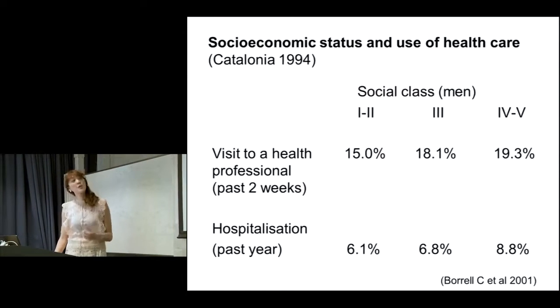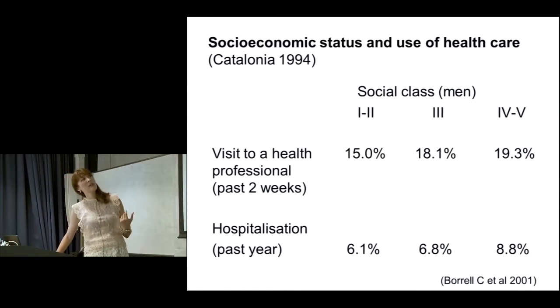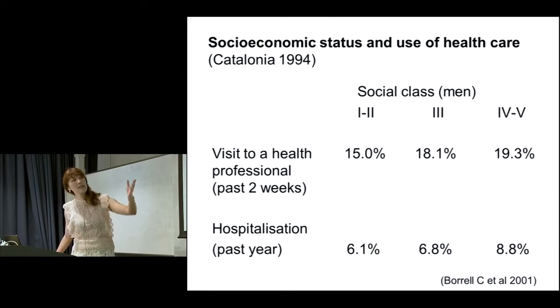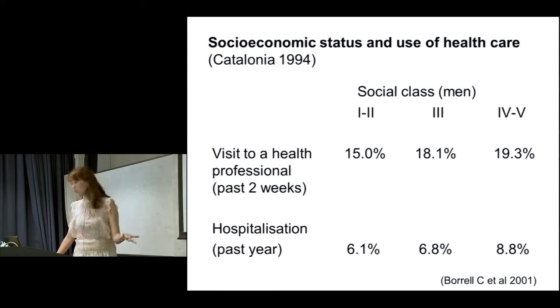Then we have socioeconomic status from another study and the use of healthcare. Visits to a healthcare professional in the past 2 weeks by social status. So the top social class is 1 and 2, and then all the way to the most deprived, social class 5, we see that actually the most deprived have a higher visit and a higher visit to hospital and higher visit to health professionals. This also looks like the direction seems to reflect need.